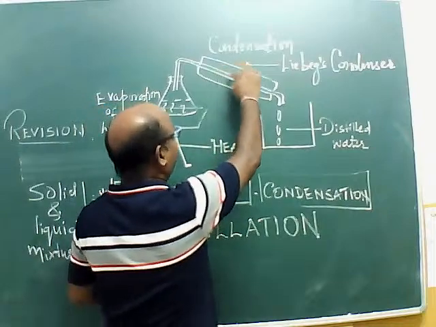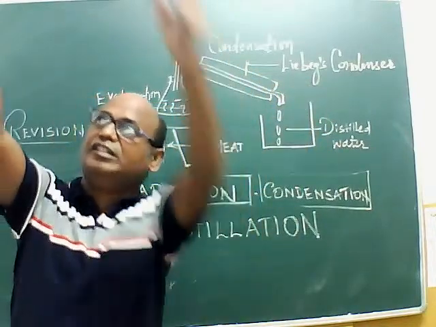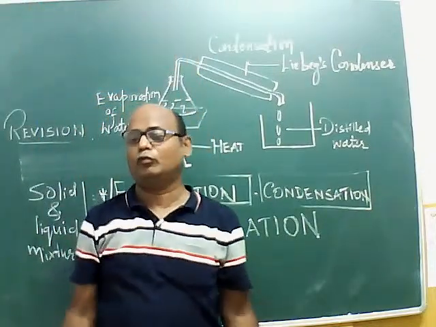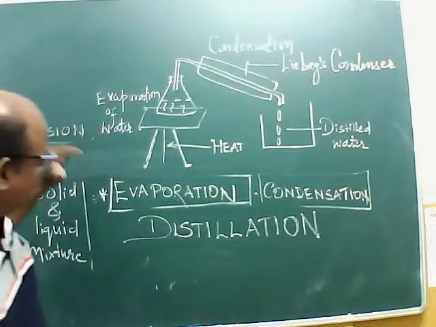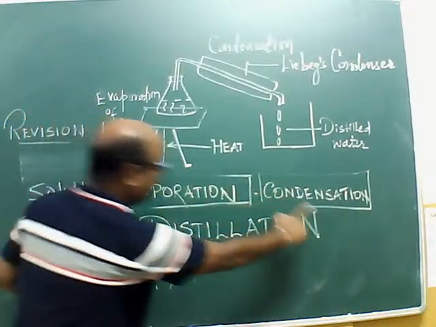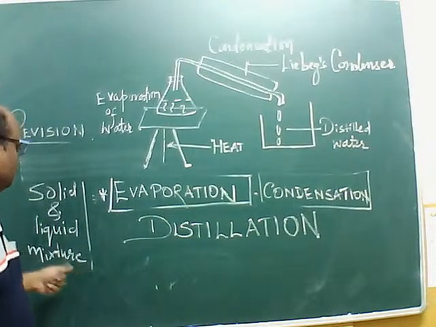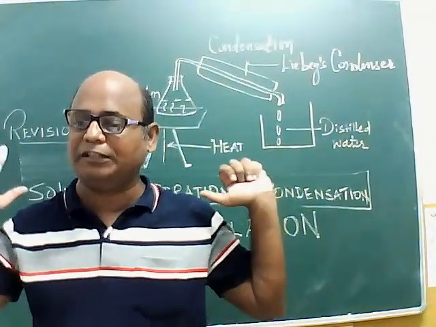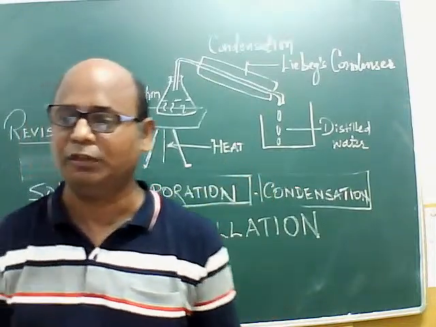When these droplets become heavy enough, they will fall down as rain. So rainwater is also distilled water. So this is evaporation and condensation. These together are called distillation, taking place simultaneously. It is a very common method in the laboratory to get distilled water. Is it clear to all of you?